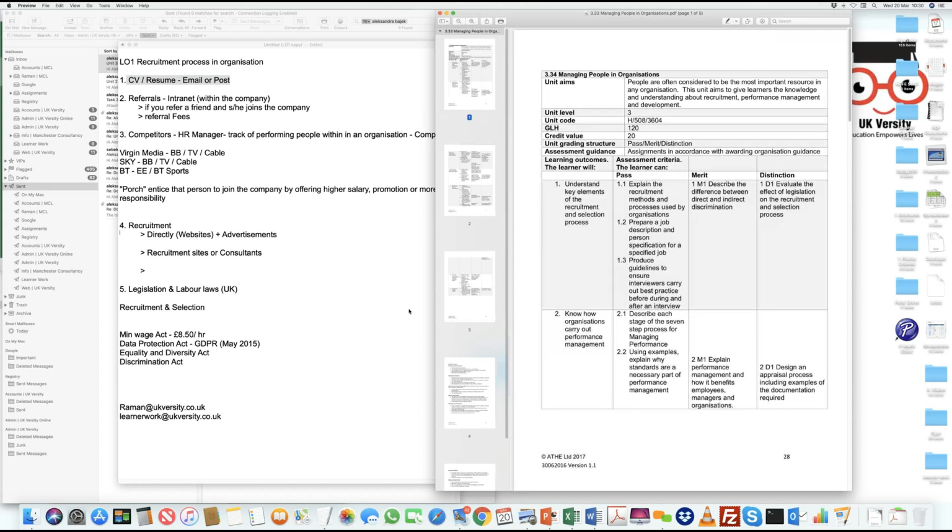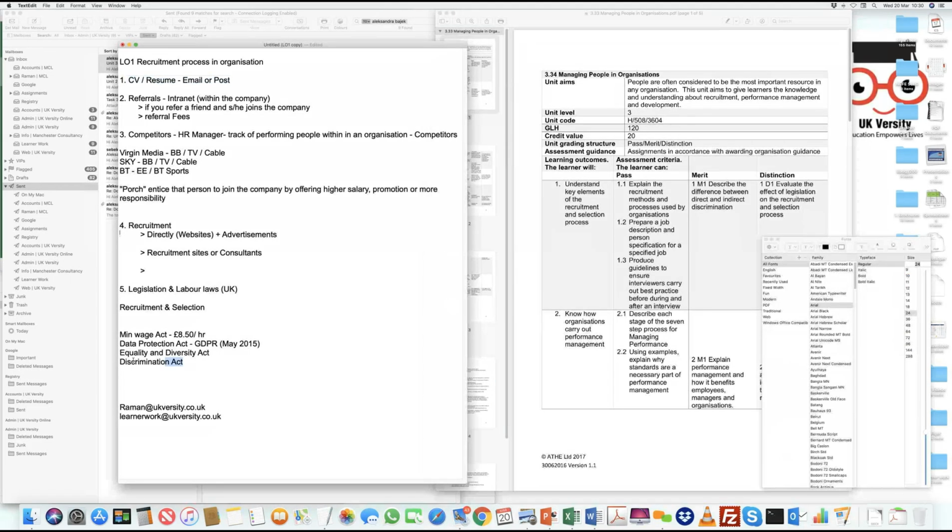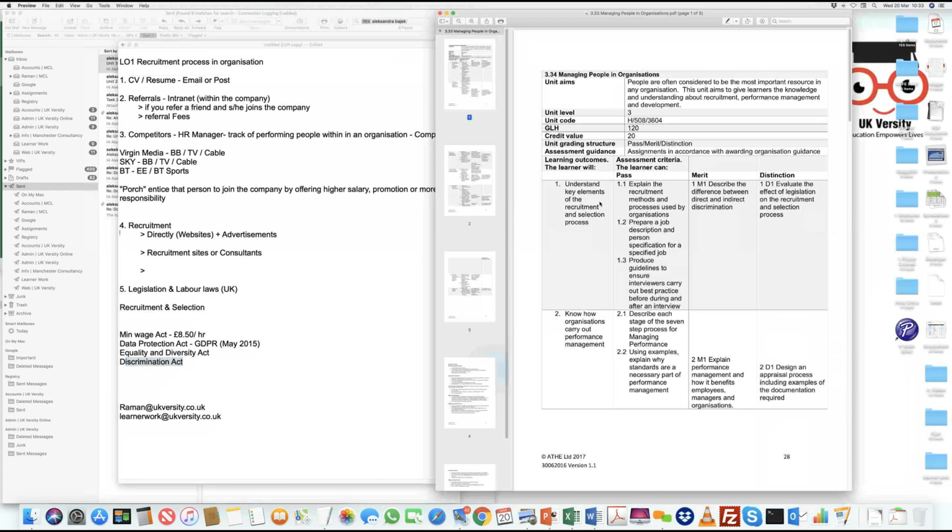And then last but not least, we looked at some of the laws which are pertinent for recruitment. When you work in HR, you look at things pertaining to law and legislation. We look at adhering to certain things which HR managers have to look at, things like the Discrimination Act, Equality and Diversity, Data Protection, and obviously the Minimum Wage Act. So these are things that we covered in Learning Outcome 1.